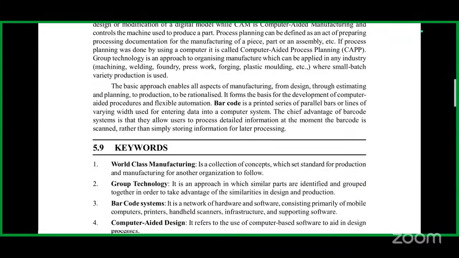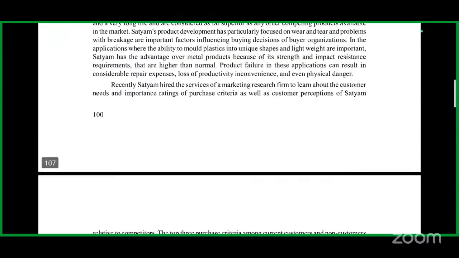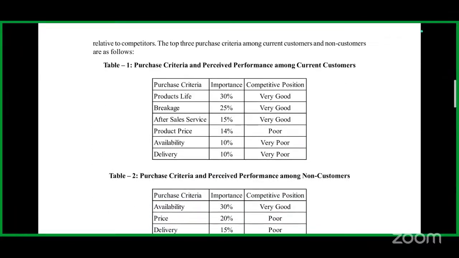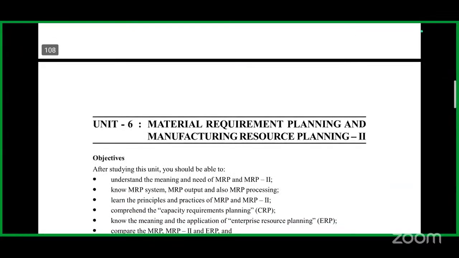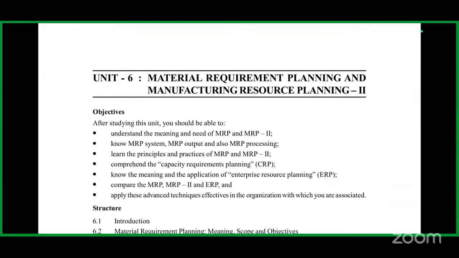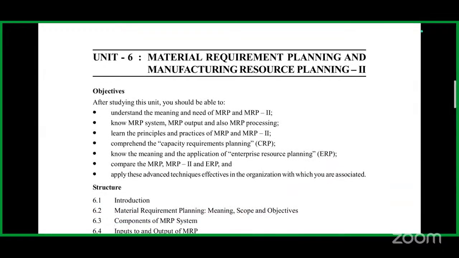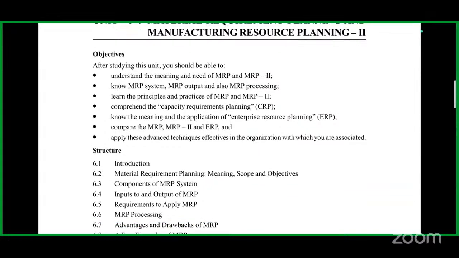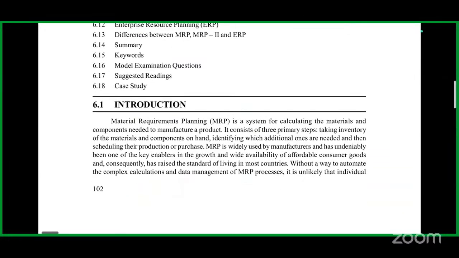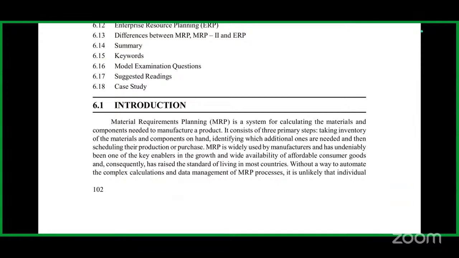So this is all about barcodes and product process planning. The next topic is material requirement planning and manufacturing resource planning. Material requirement planning is calculating the materials and components needed to manufacture a product. It consists of three primary steps: taking inventory of the materials and components on hand, identifying which additional ones are needed, and then scheduling production accordingly.